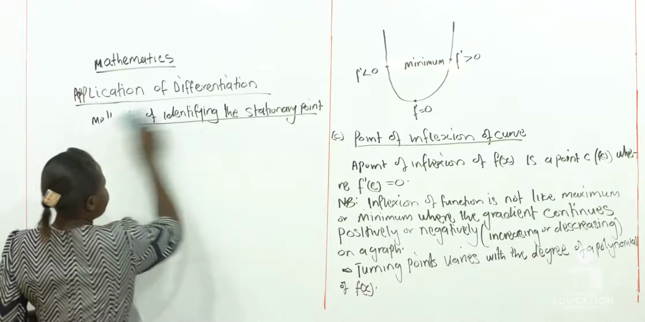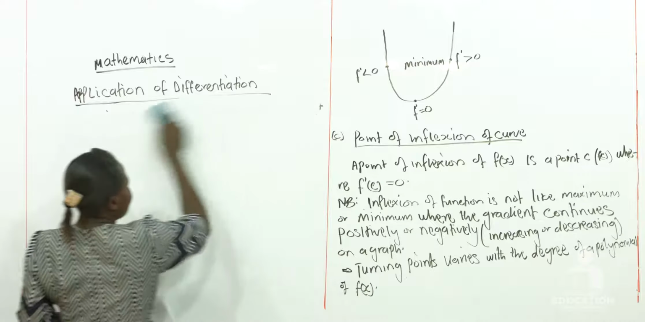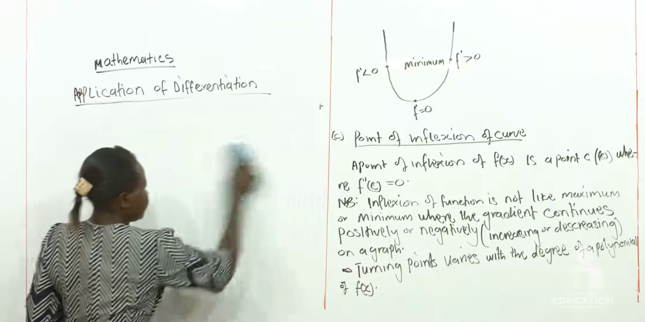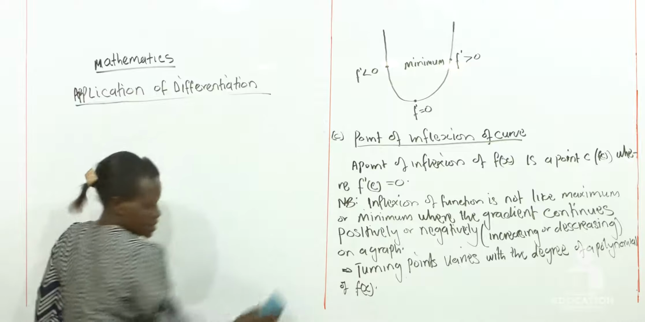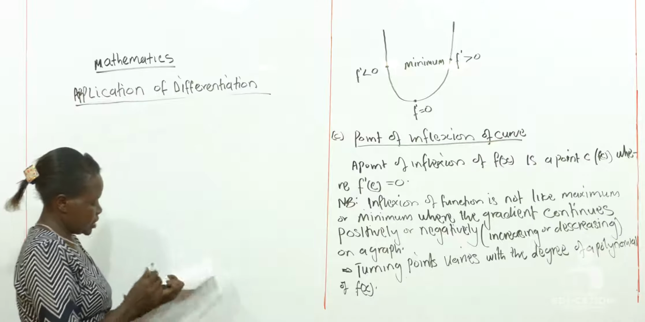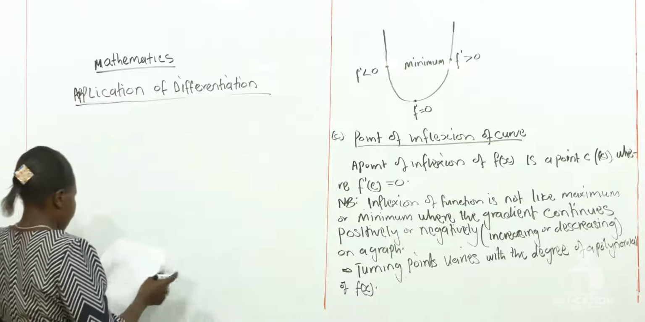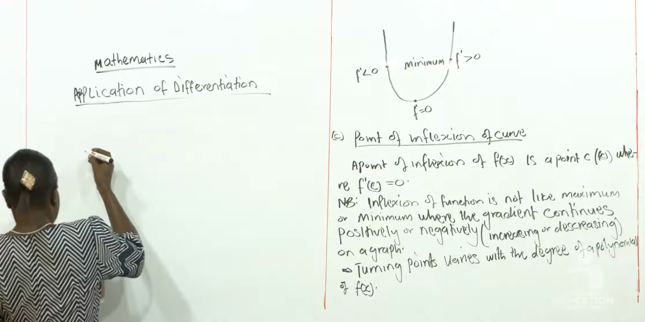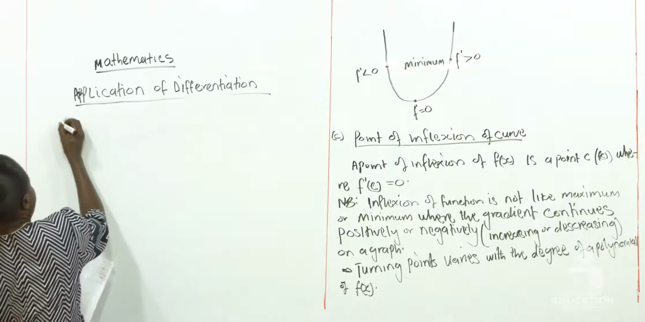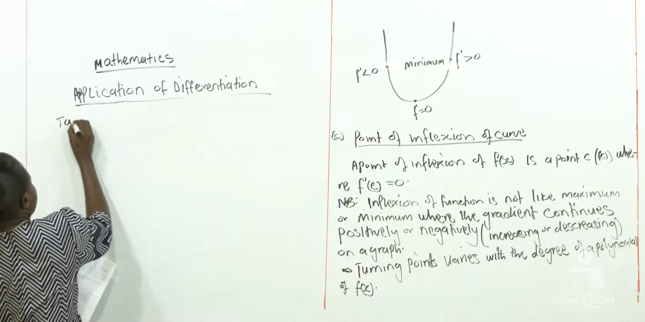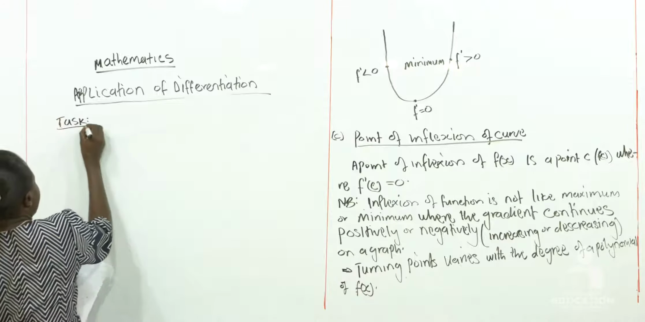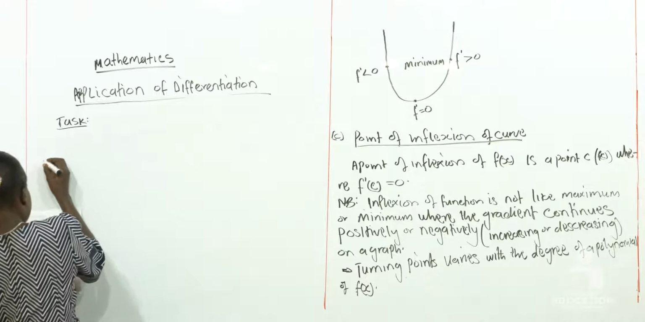So learners, with this explanation on how to identify the stationary points, I want you to take this and go and try to research on this question. This is a task for you. You go and try it in your free time.